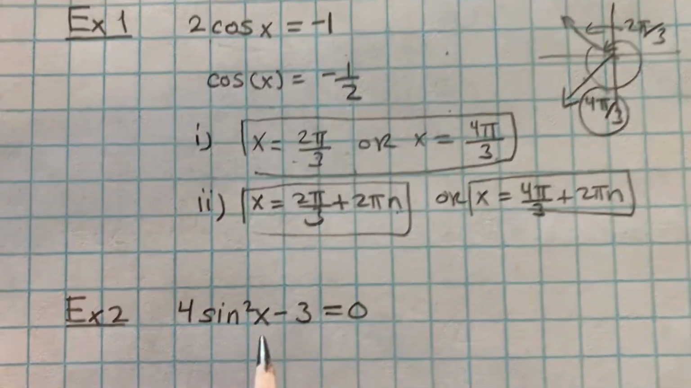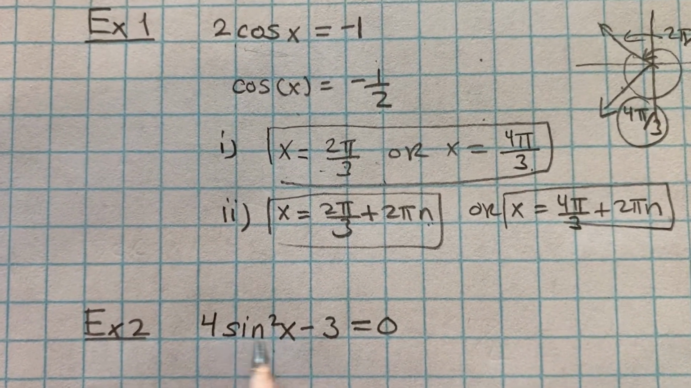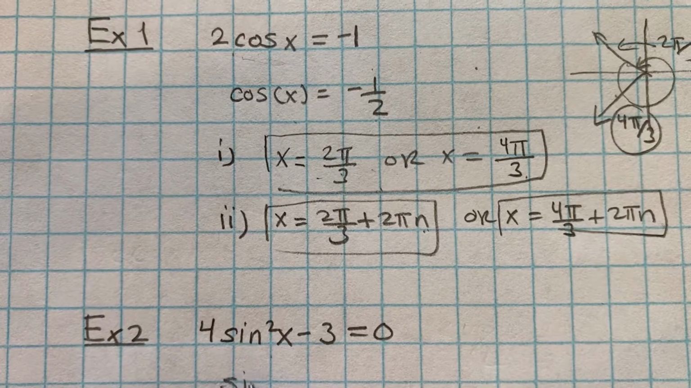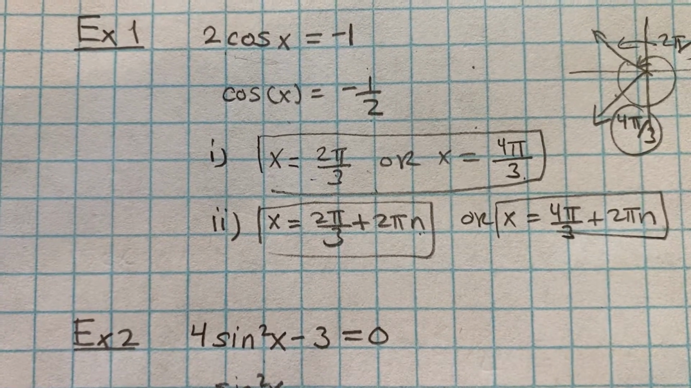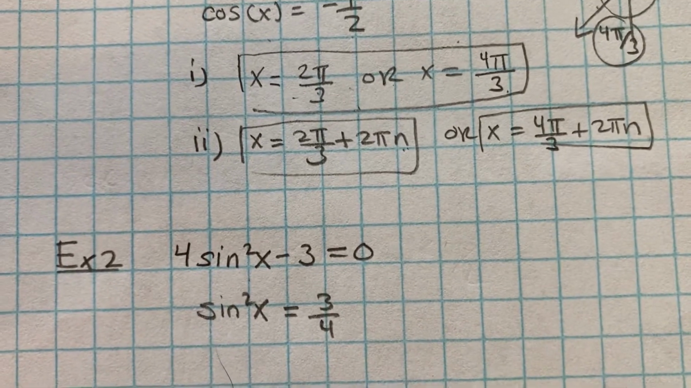Let's move on to example number 2. Looks like we have a square here. Same concept, I see a single trig function. I want to isolate it. Sine squared x is equal to 3 over 4. If I add 3 and divide by 4, I'm going to end up with this.